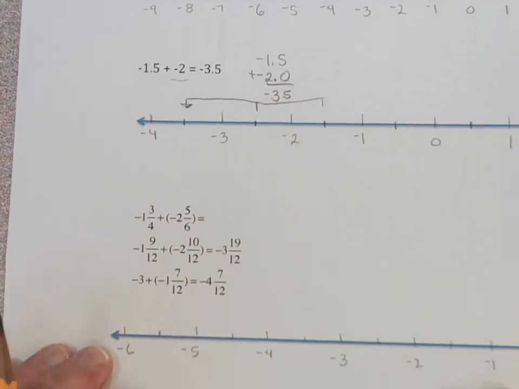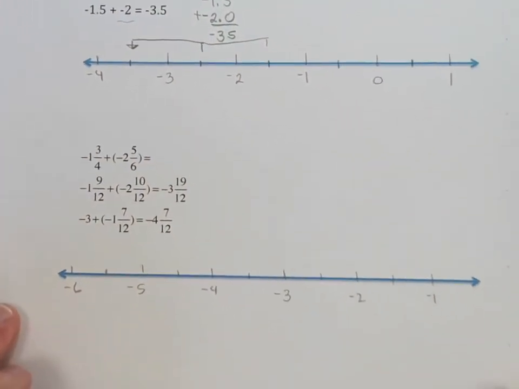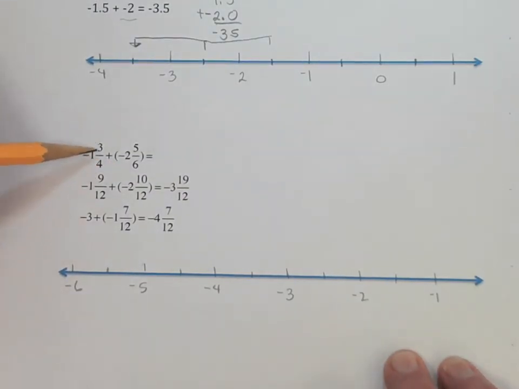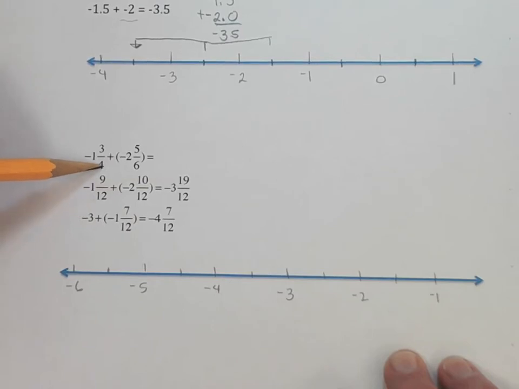Now we're going to do another quick review of fractions. And we're adding two negative numbers. So again, with your fractions, you need to get a common denominator. So 4 and 6, common denominator is 12. 3 times 4 is 12. 3 times 3 is 9. 6 times 2 is 12. 5 times 2 is 10.